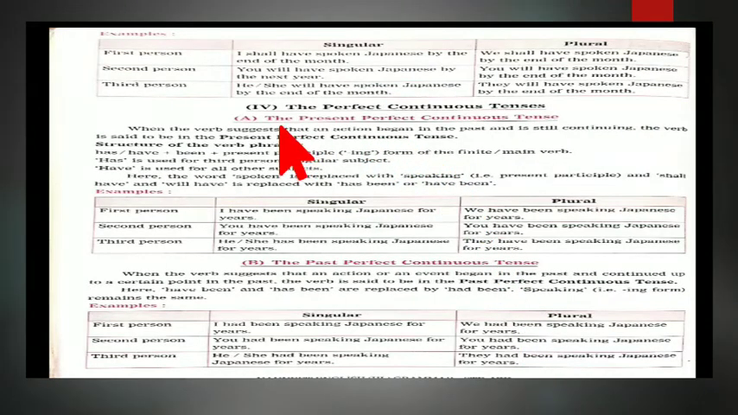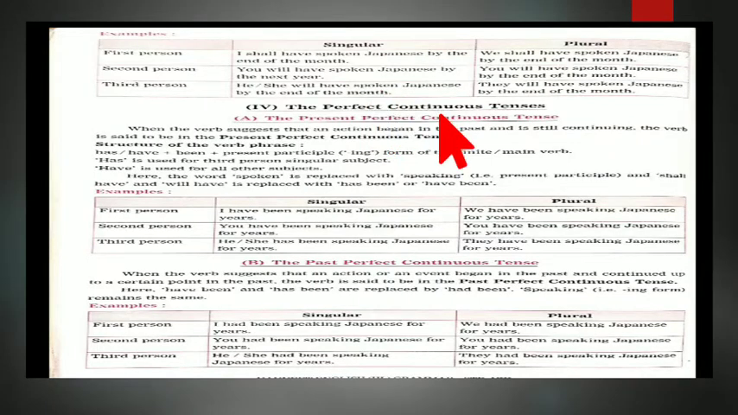Now first person: I shall be speaking Japanese, singular; we shall be speaking Japanese. Second person: you will be speaking Japanese, you will be speaking Japanese. Whether it is singular or plural, it will remain the same. The third person: he or she will be speaking Japanese, they will be speaking Japanese. So here, instead of was or were in the past form, it will be will or shall.